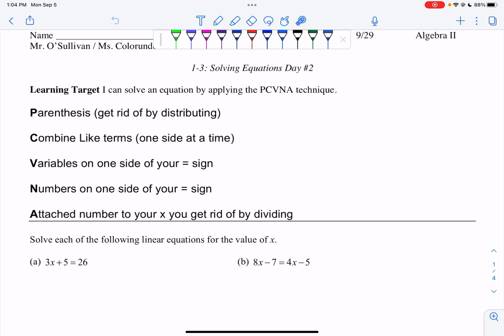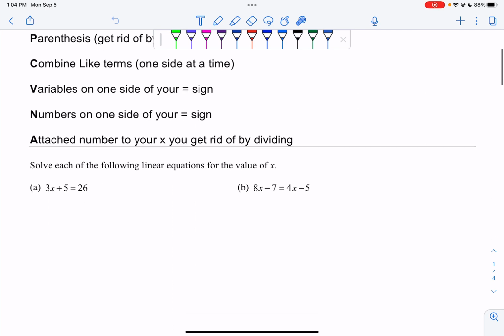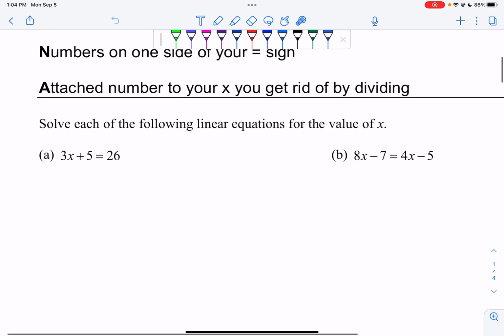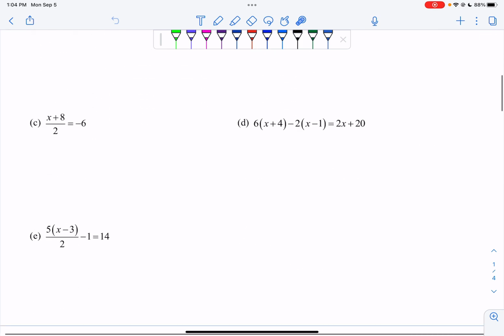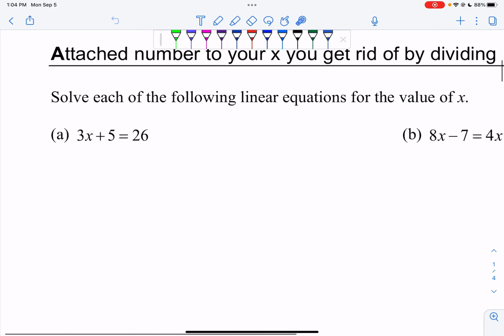So let's look at the first one. We're going to solve each of the following equations for x, so we have a few. Let's see how it works. We're going to rewrite PCVNA. Do we have parentheses? We do not. Can we combine 3x and 5? Nope. Can we combine 26? Nope. Are our variables on one side? Yes, they are. All my x's are here.